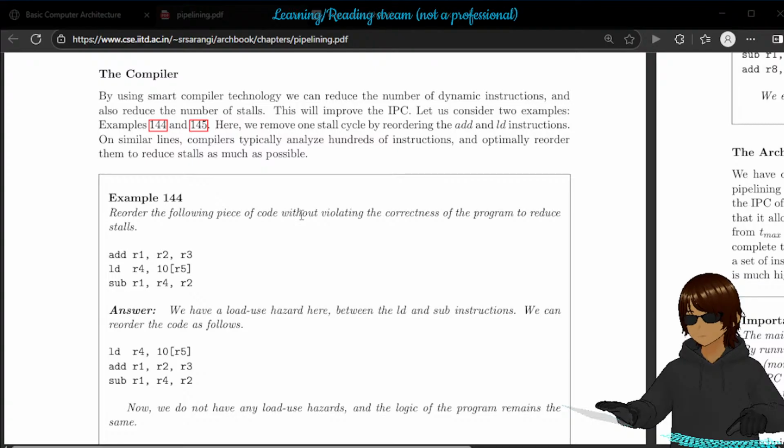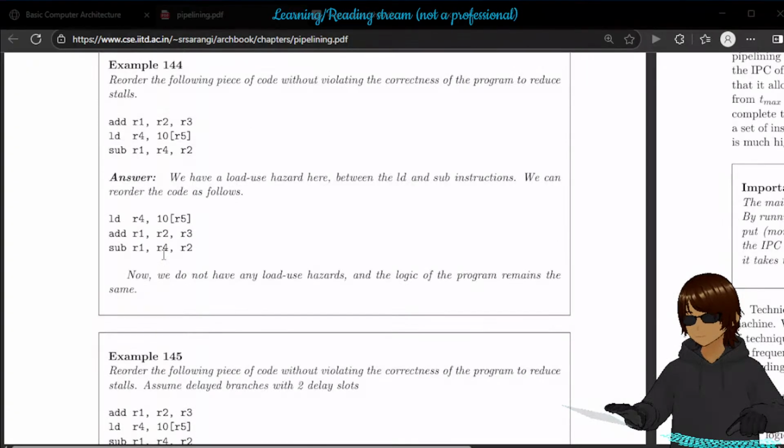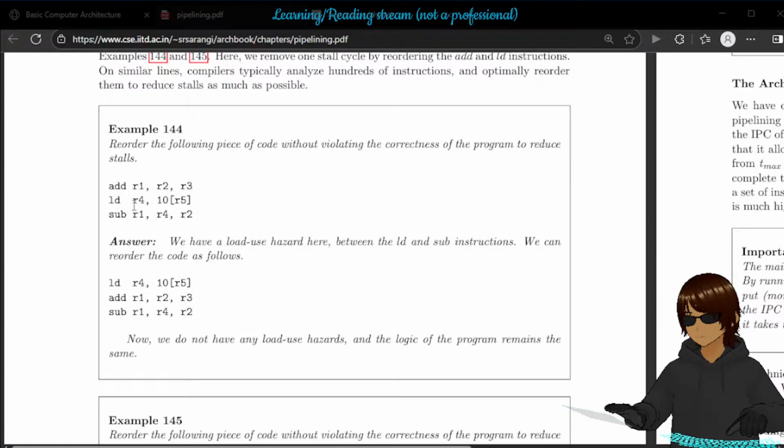Reorder the following piece of code without violating the correctness of the program to reduce stalls. No, I mean we can replace add and LD. No, wait. This is not even used. I mean, we can completely remove add, right? R1 gets overwritten. So what even is the point of this?